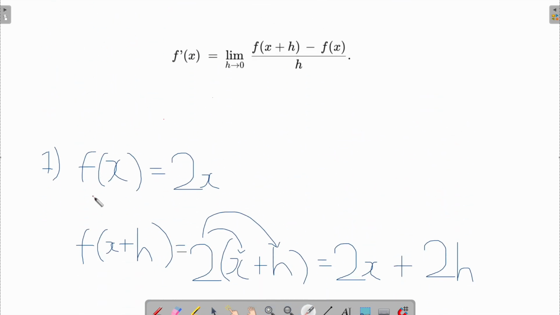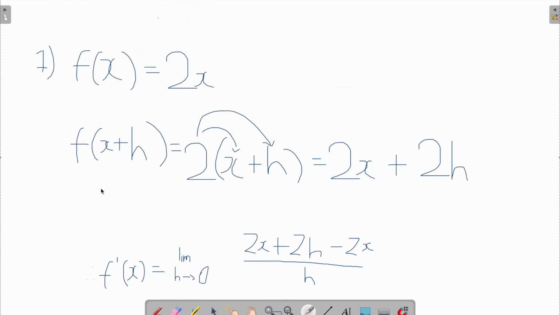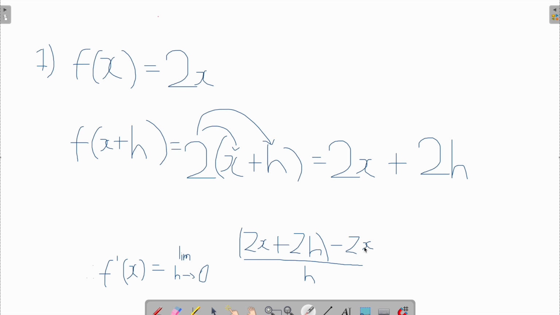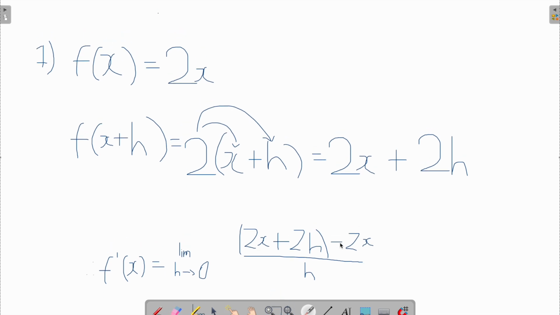Okay, so now we have f of x and we have f of x plus h. Let's use this formula to find the derivative. So f dash of x is equal to the limit as h approaches 0. Remember, not equals 0, approaches 0. So we have our f of x plus h here, and we have our f of x here. Awesome. And then we will continue on.